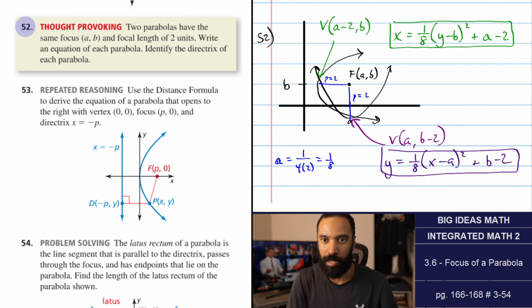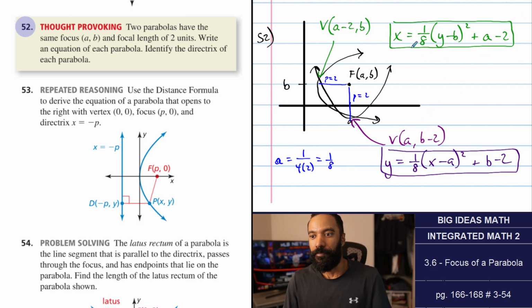Now they're saying write the equation. Give me 1 second. Just a runny nose, I have to take care of it.